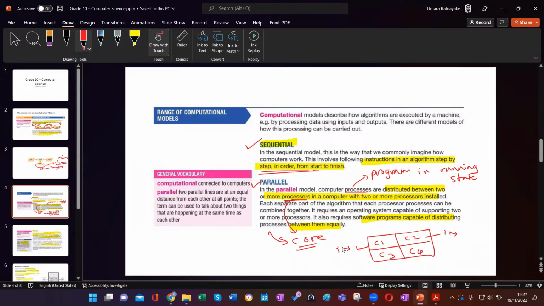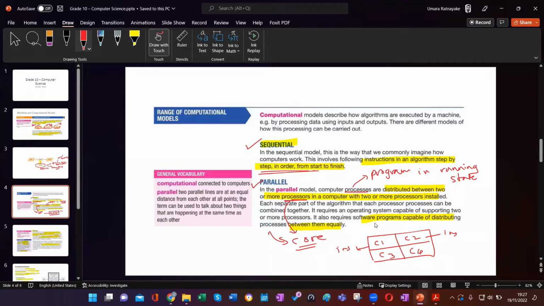Something like this: if we are inputting two numbers and outputting the average, the input part can be done by the first core, and the totaling can be distributed to core 2, depending on the availability of these cores. And the average may be output by core 3. That's how it happens. So it's far more efficient than having a single core processor.